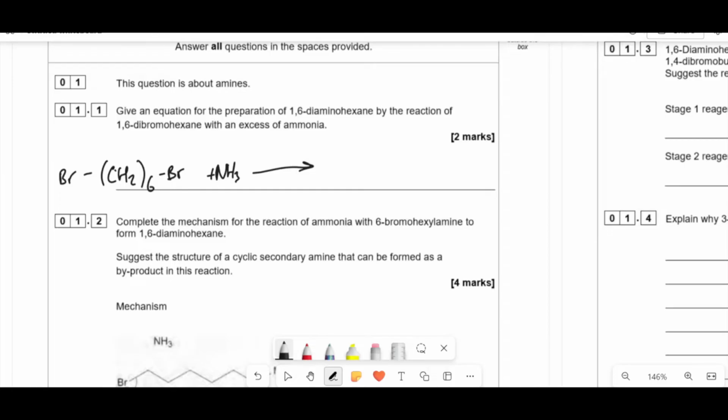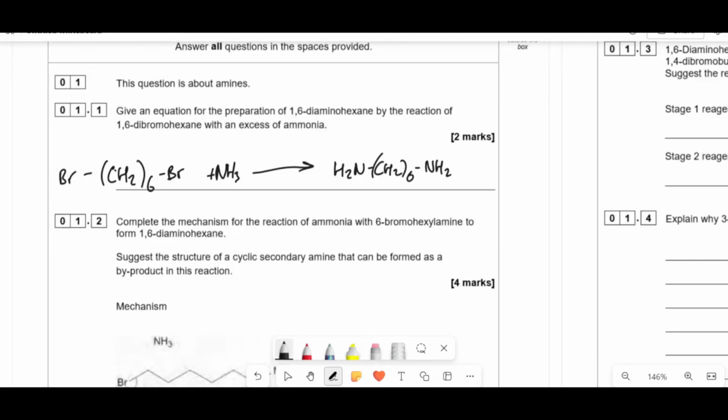So it's a substitution. And because ammonia has lone pairs and is going for a carbon that's electron deficient, that means it's nucleophilic substitution. So then what we're going to end up on the other side is we're definitely going to have an H2N instead of these Brs now. CH2, 6 lots of them, and then an NH2 on this side.